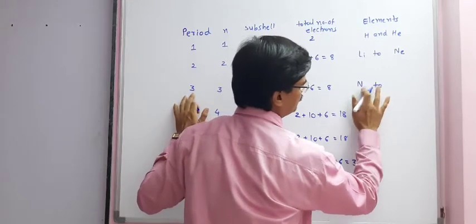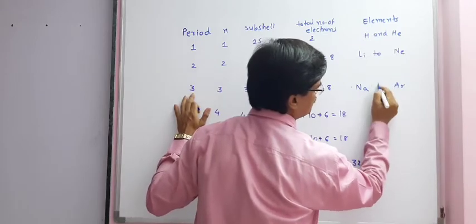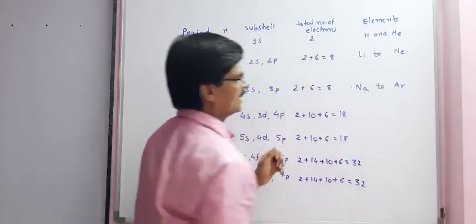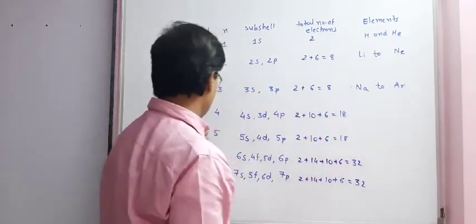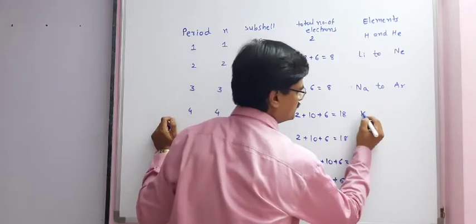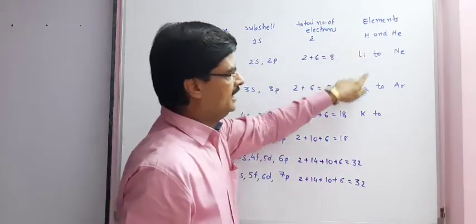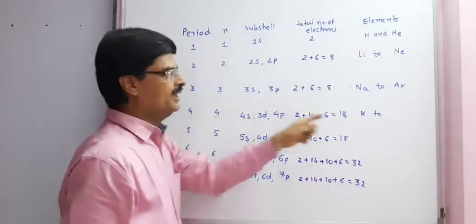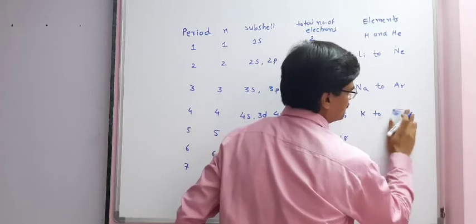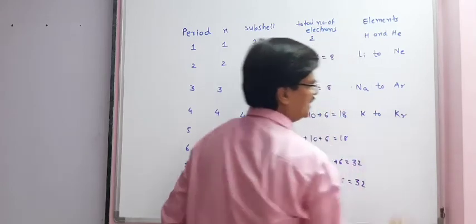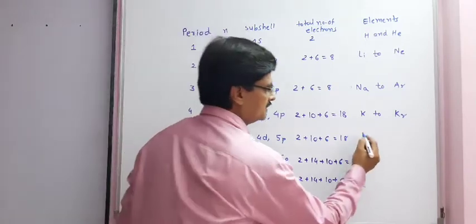sodium to argon. Period number 3 contains elements from sodium to argon. Now period number 4: potassium to krypton. Again, in period number 4, we have potassium to krypton.